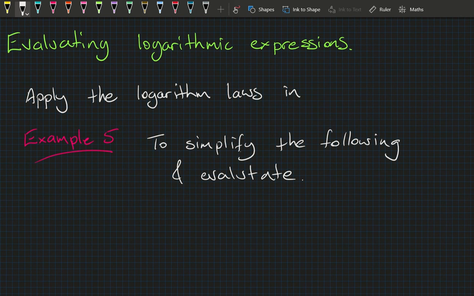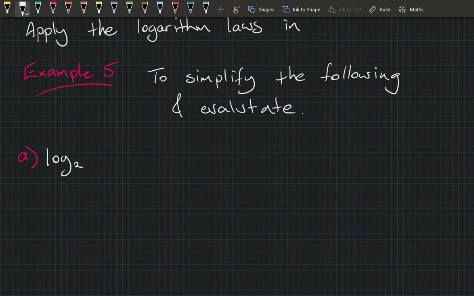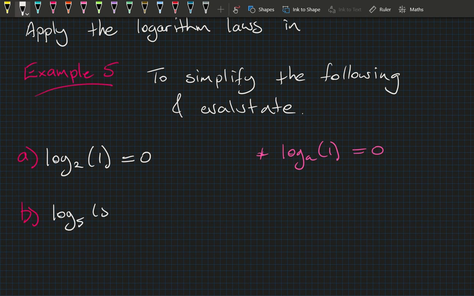Let's go to part A, where we've got log base 2 of 1. Well, this doesn't really matter what base it is, does it? Because log base a for any base of 1 is equal to 0. So that means that log base 2 of 1 is also equal to 0. Part B, we've got log base 5 of 5.